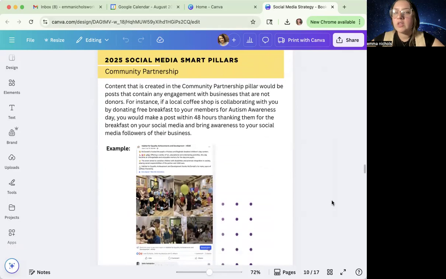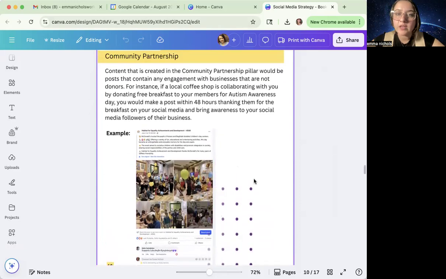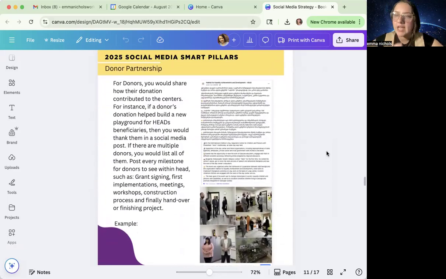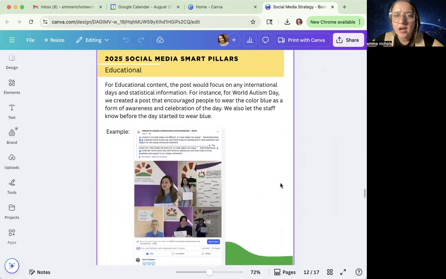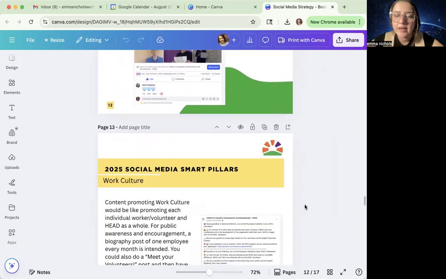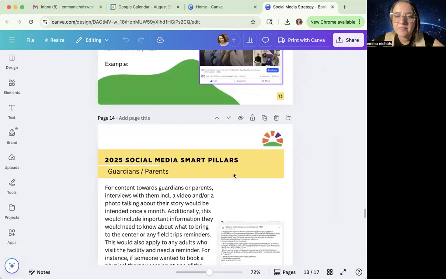So the pillars, now we're going into community partnership. Here's an example of what that looks like. Any engagement with businesses that are not donors. Next is going to be donor partnership, so engagement with people that are donors. Here's an example of that. Educational content, so international days, statistical information, an example of that. And work culture, so promoting individual volunteers or employees of HEAD. You can see that here.